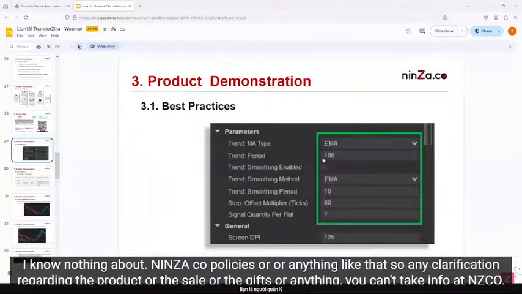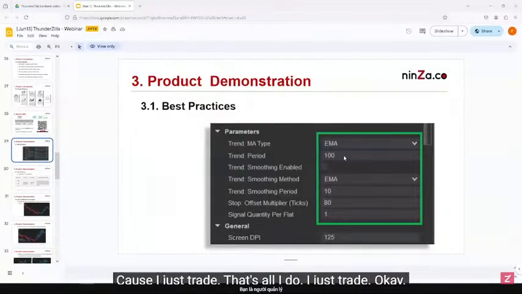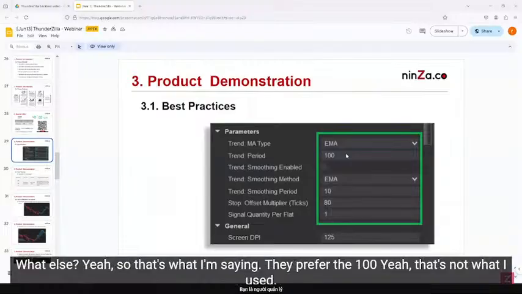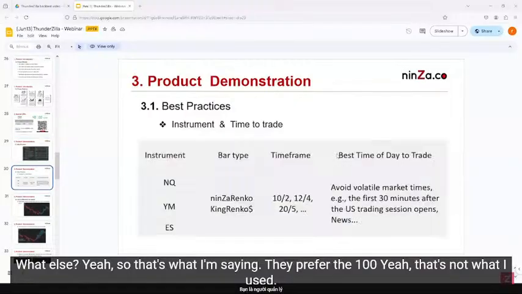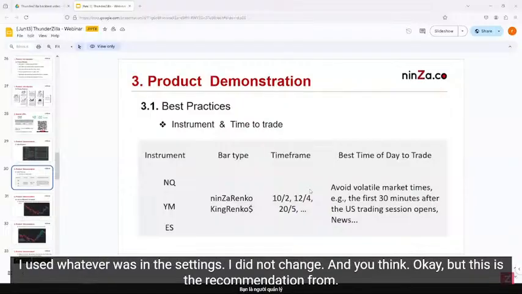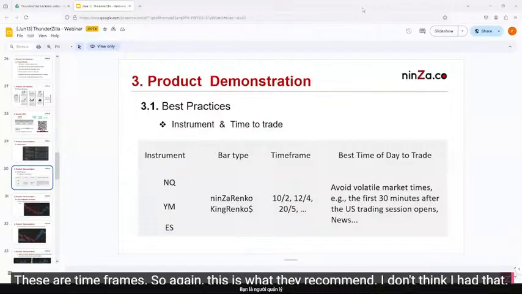Yeah, so that's what I'm saying. They prefer the 100 EMA. That's not what I used. I used whatever was in the settings. I did not change anything. Okay, but this is the recommendation from Ninjaco. These are time frames. So again, this is what they recommend. I don't think I had that. Let's actually, it's something I should mention.